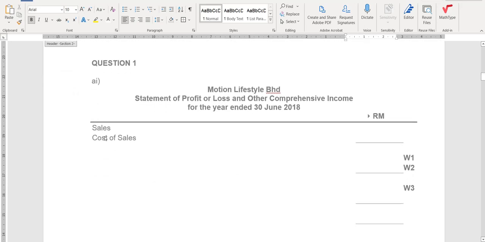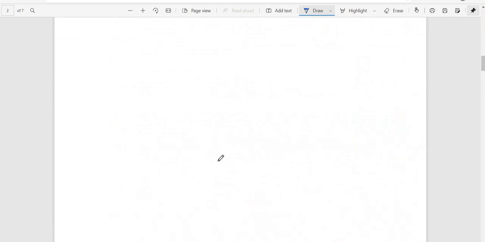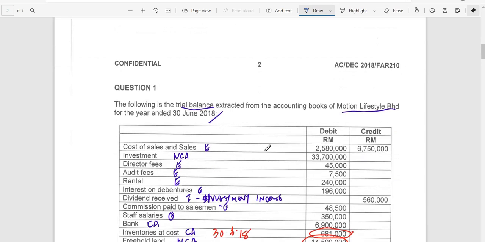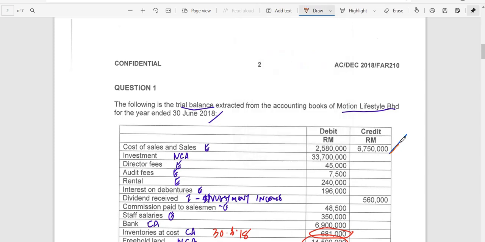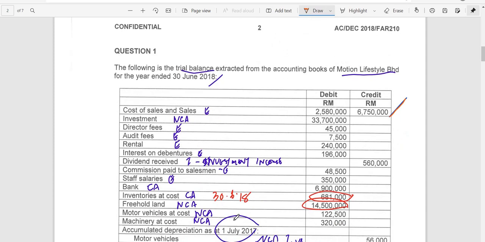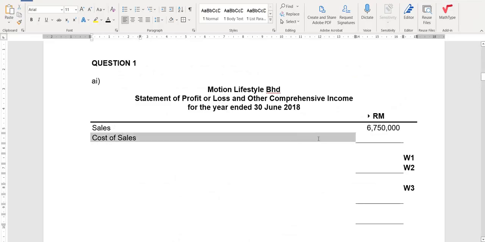So if you can see here, we start off with sales. You just take the sales figure that was given in the question. If you check the question, this is the sales figure, which is 6750. Let me take a different color. This one, 6750. Next, you will have to make the adjustment to the cost of sale.